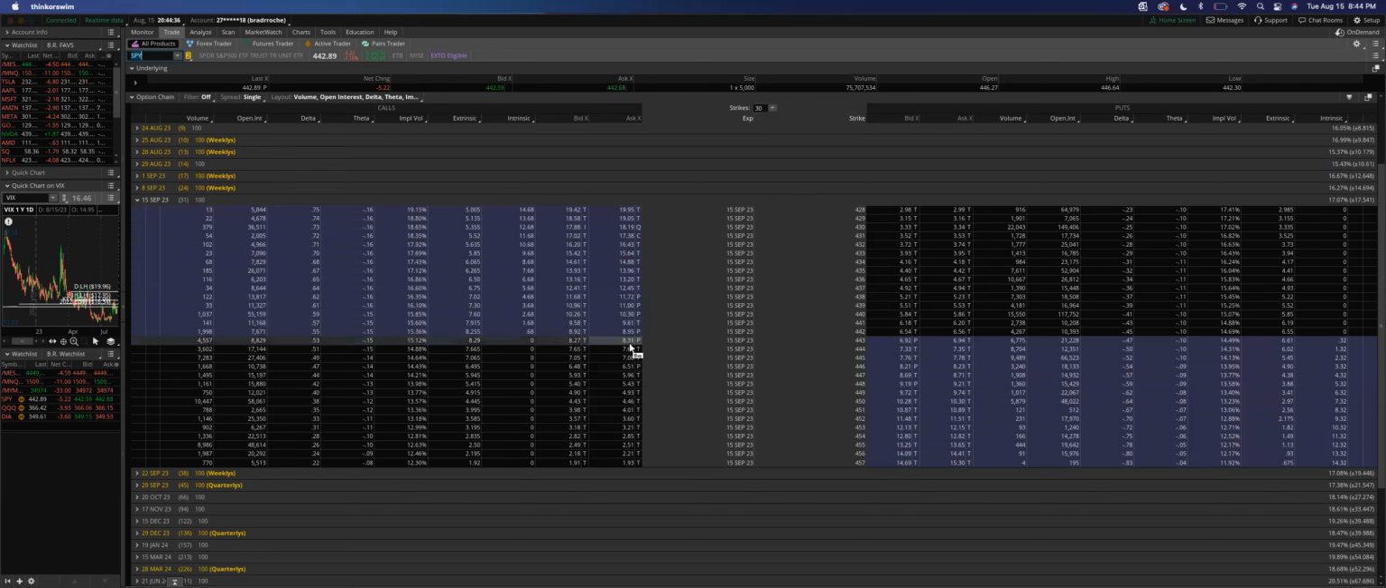Then you want to pick at the money or in the money contracts. I would pick anywhere between here, slightly out of the money, all the way to 0.70 delta right here. So out of the money, at the money, or in the money. That's what you want to be looking at. Suckers buy these ones down here. The suckers buy the cheap ones down here.